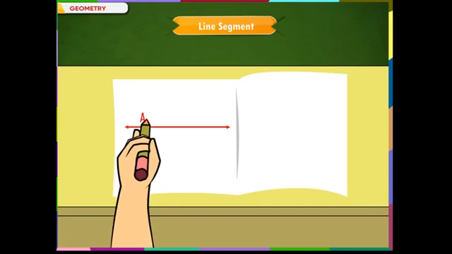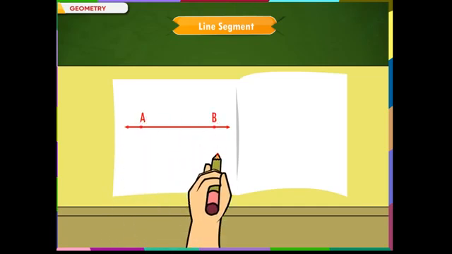She marks 2 points A and B on the line to get a line segment. She measures and finds the length of the line segment to be 5 cm. A line segment is a part of a line. It has a definite length and it has 2 endpoints.